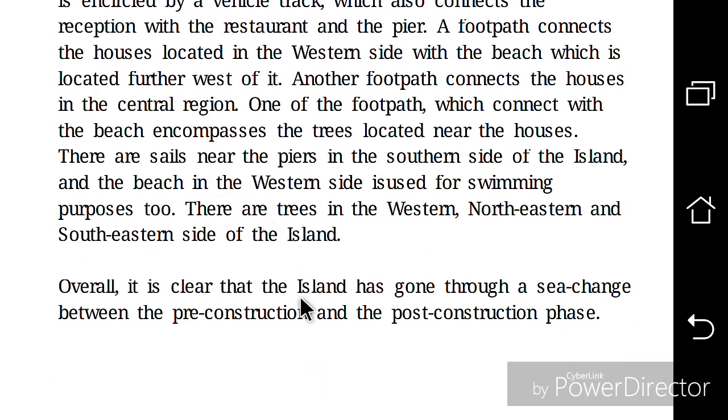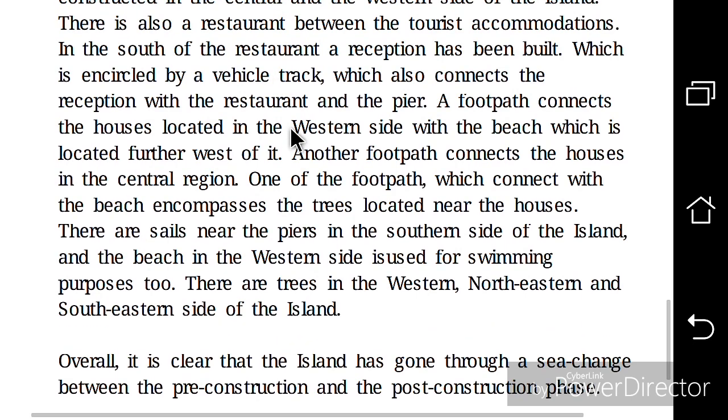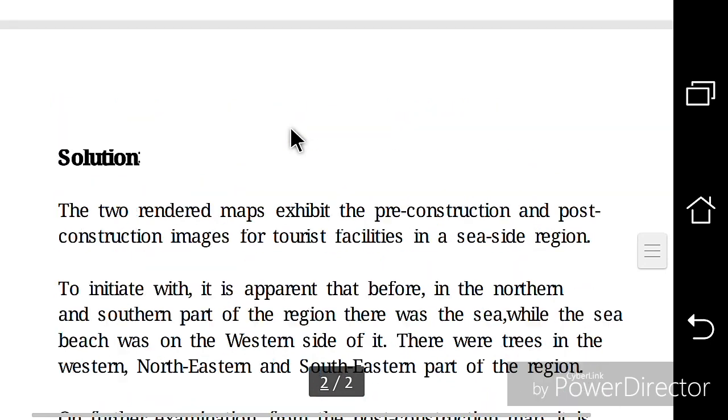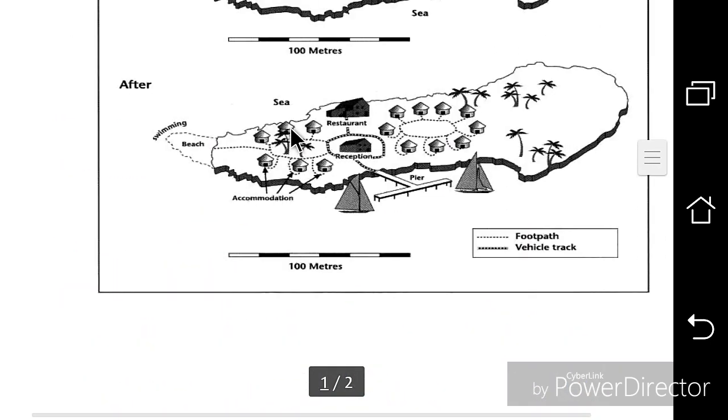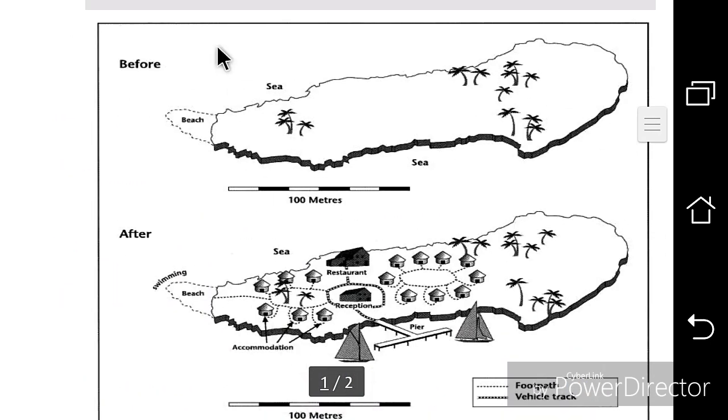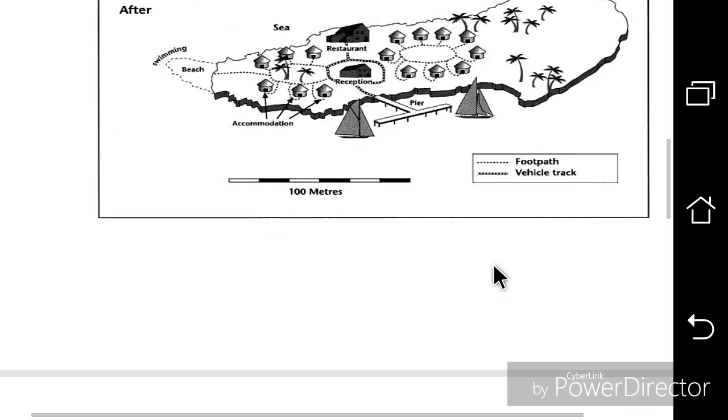After that, I have written, there are trees in the western, northeastern and southeastern side of the island. This is as before, meaning the before construction part of the map. The location of the trees and the number of trees hasn't decreased. You can spot that one of the trees is missing, but you cannot write everything in such a detailed way, so you can give it a miss. So you have to write that as it is.